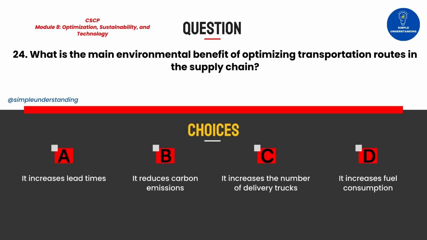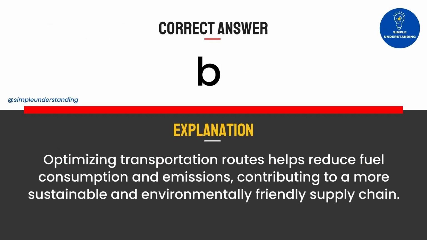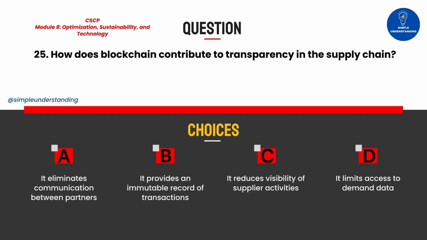24. What is the main environmental benefit of optimizing transportation routes in the supply chain? A. It increases lead times. B. It reduces carbon emissions. C. It increases the number of delivery trucks. D. It increases fuel consumption. Correct answer, B. Explanation. Optimizing transportation routes helps reduce fuel consumption and emissions, contributing to a more sustainable and environmentally friendly supply chain.